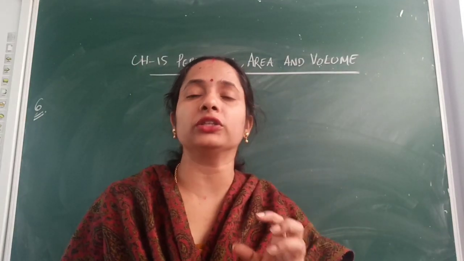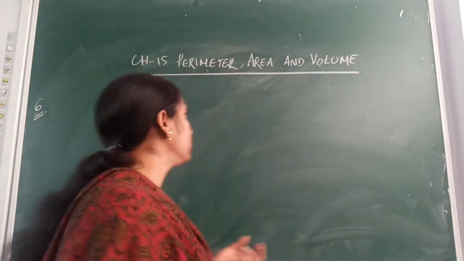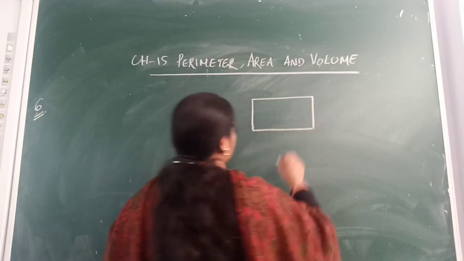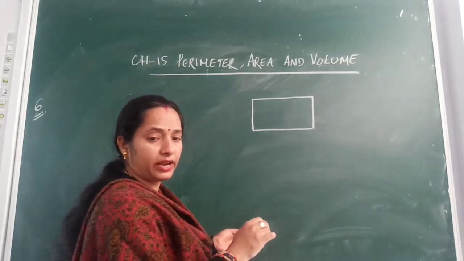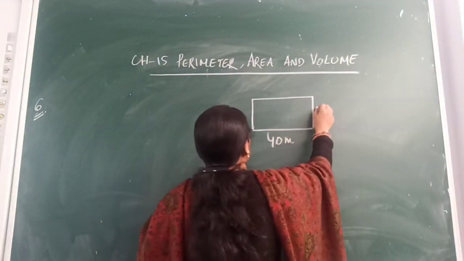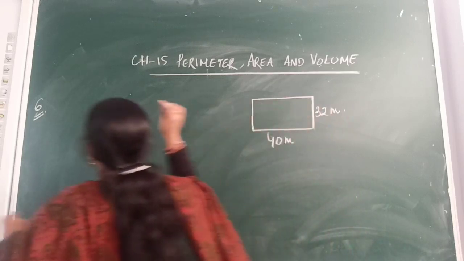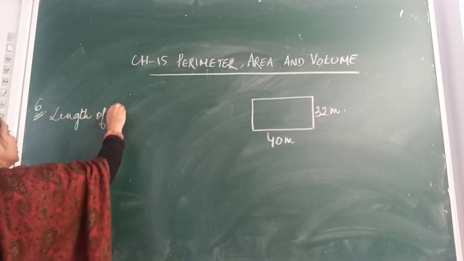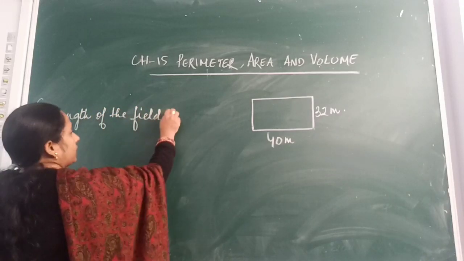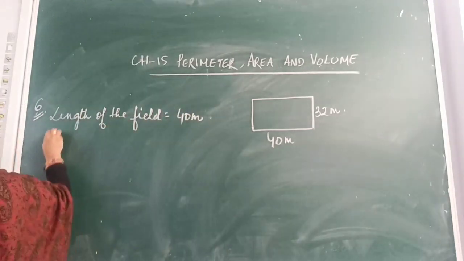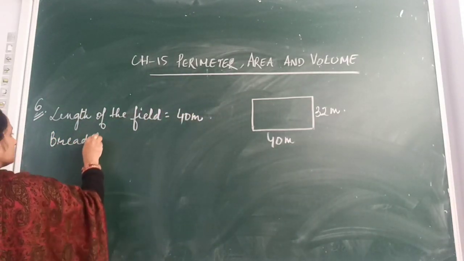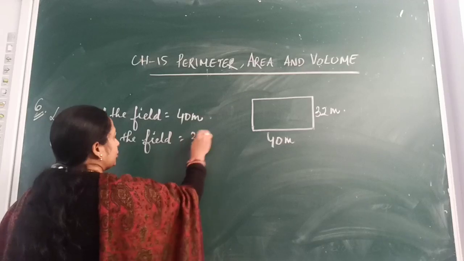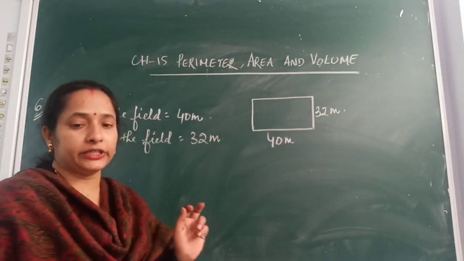So here first of all draw the figure for this. As from the question we come to know that here there is a rectangular field, and write down the dimensions of this particular given rectangle. The dimensions are 40 meter and 32 meter. The length is 40 meter, breadth is 32 meter. Okay. So length of the field is equal to 40 meter, breadth of the field is 32 meter. And now let us come back to the question.